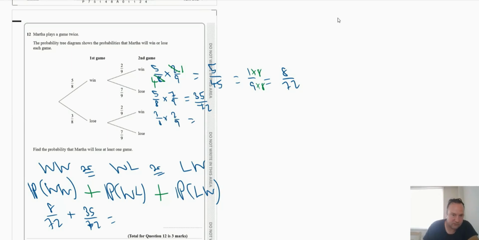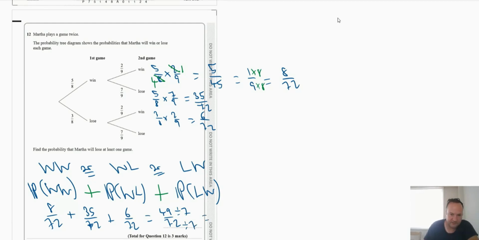And then finally, we've got the probability of lose-win, which is 3 over 8 times 2 over 9. 3 twos are 6, 8 nines are 72. So then we've got plus 6 over 72. So we can see 8 plus 6 is going to be equal to 14. 14 plus 35 is going to be 49. So we've got 49 over 72.